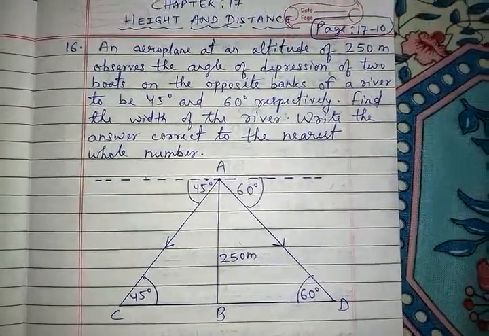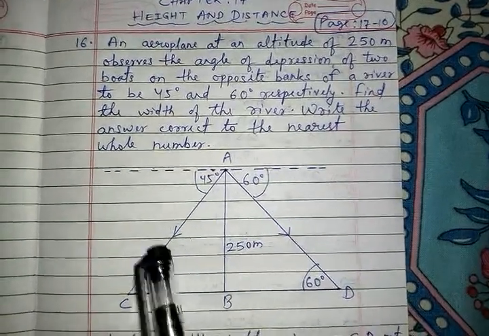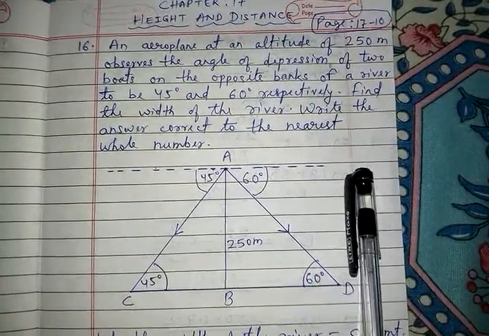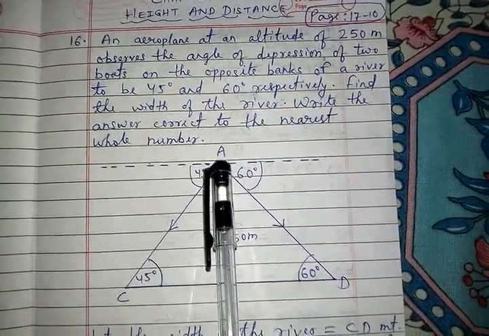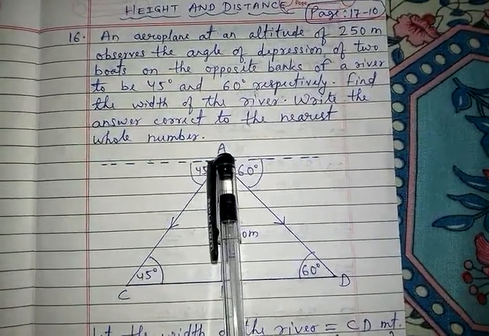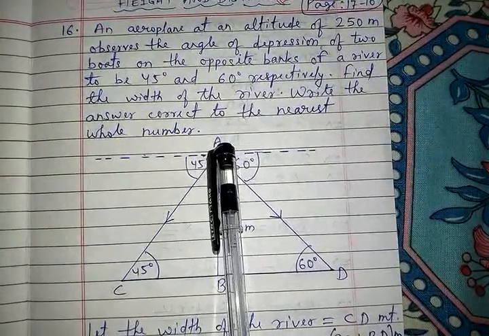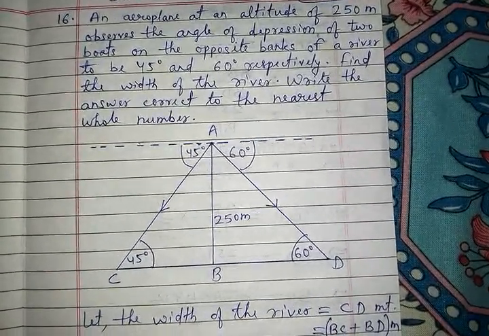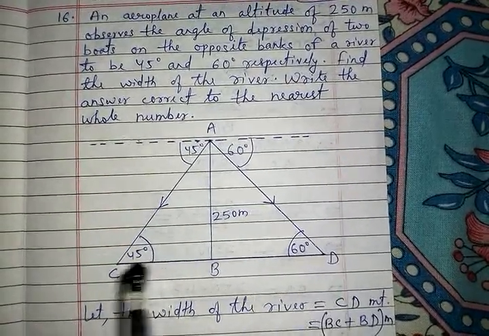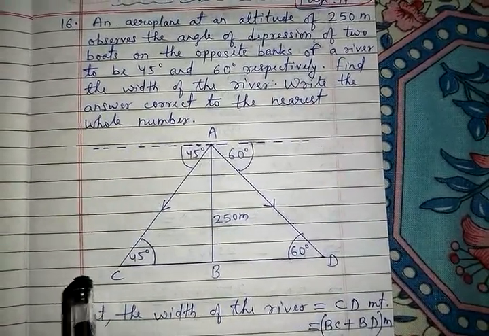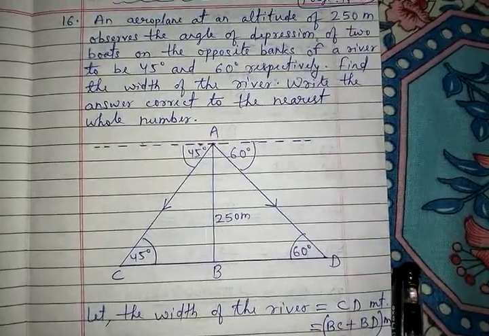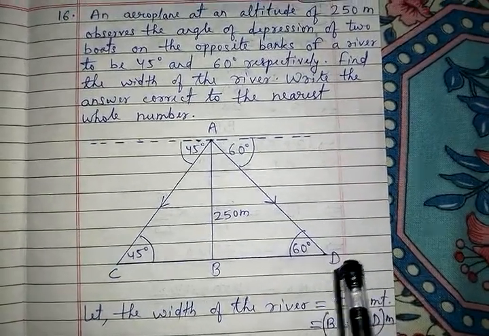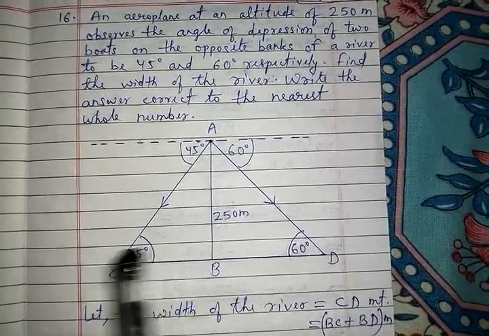So children, as when we read the question, what we understood is that suppose there is an aeroplane flying on the top, in the space. Suppose now for the time being aeroplane is at the point A, and from here the pilot observed that there are two boats in the opposite direction. Suppose this is the width of the river. So on one bank there is one boat, and on the other side of the river, that means another bank of the river, there is another boat. So in the opposite direction there are two boats.